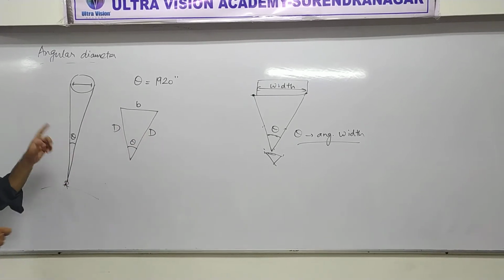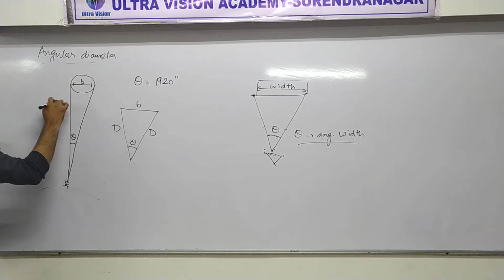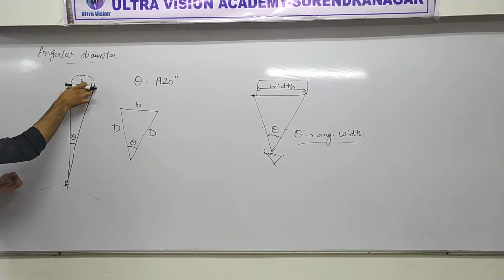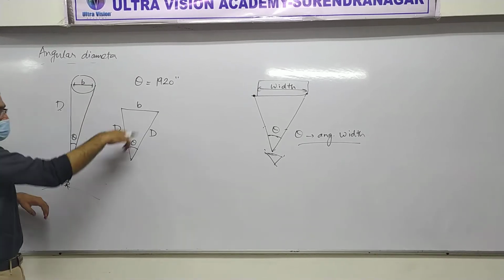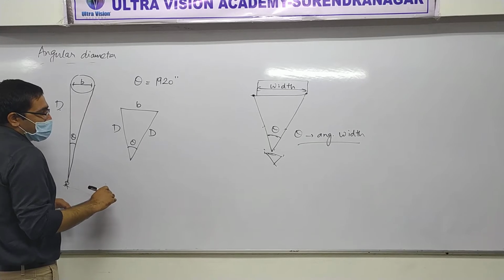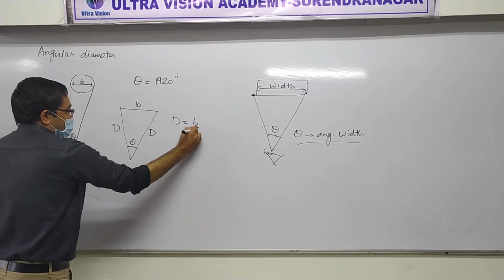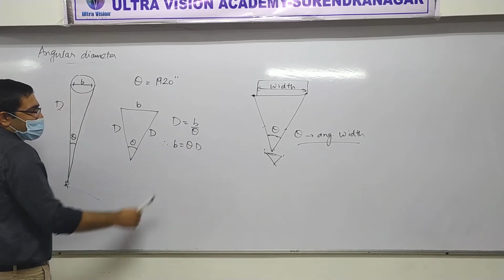D for the distance. And here, based on this triangle, which quantity is to be found? Theta, D or B? B. B is to be found, the diameter of the sun. Clear? Okay. What's the relation between these three things? D equal to B upon theta, or B equal to theta times D. Clear? Okay.